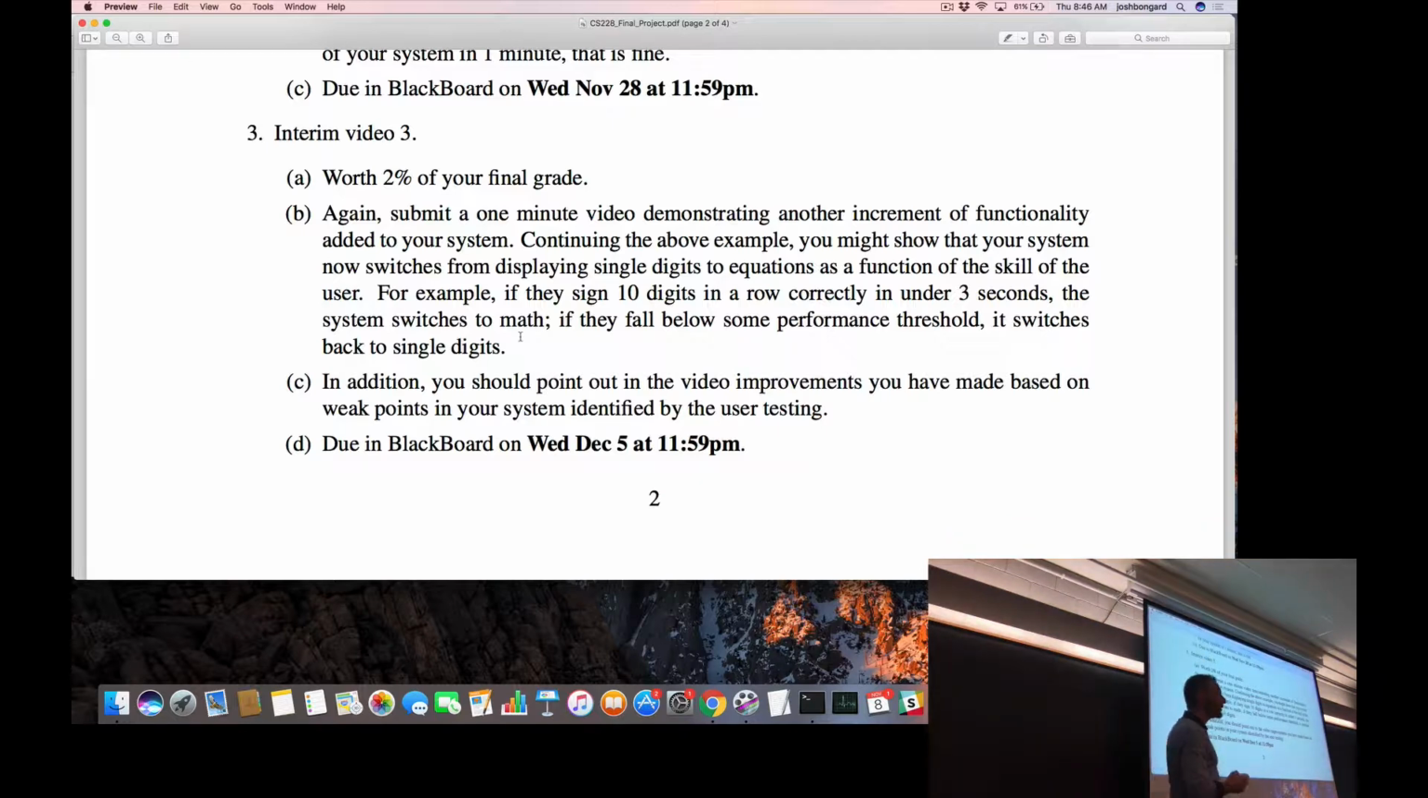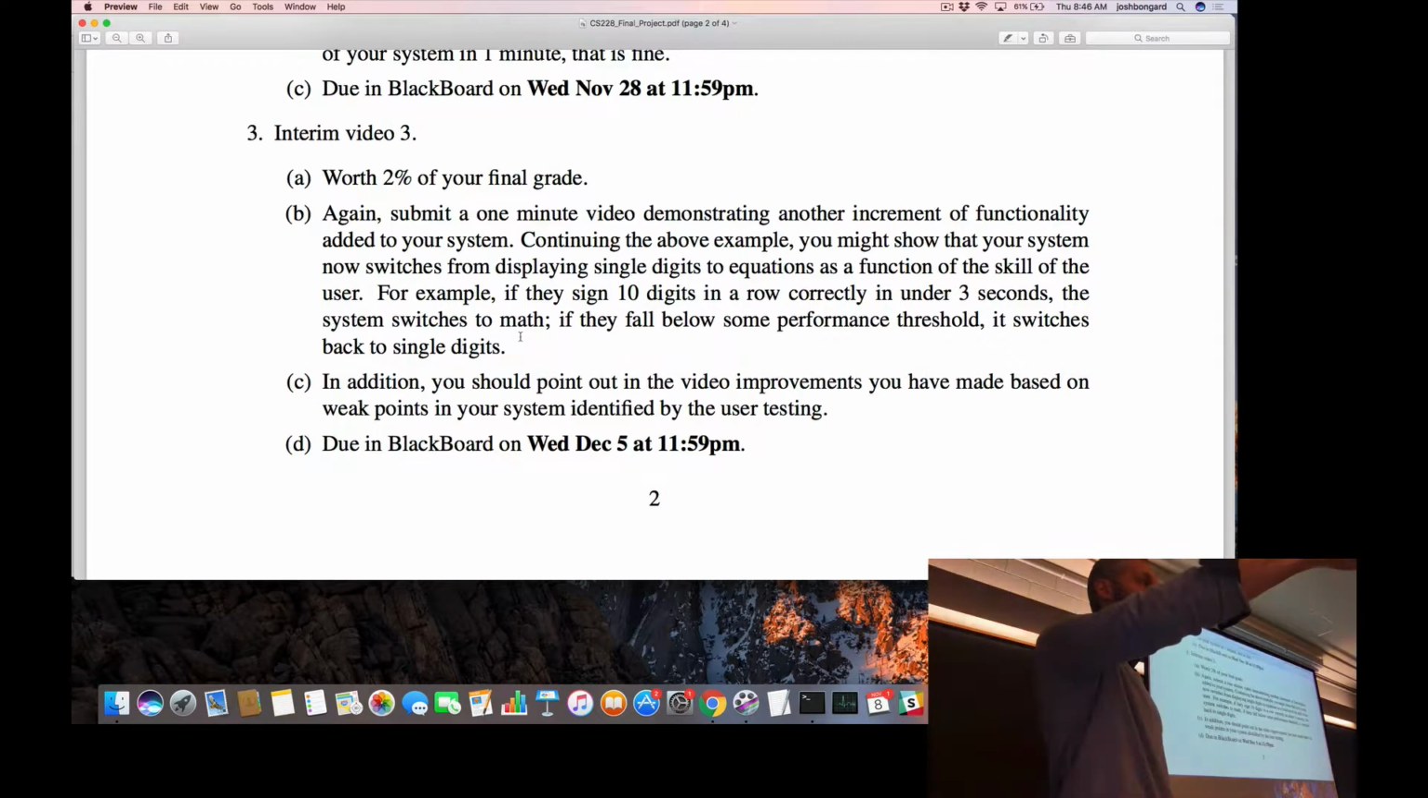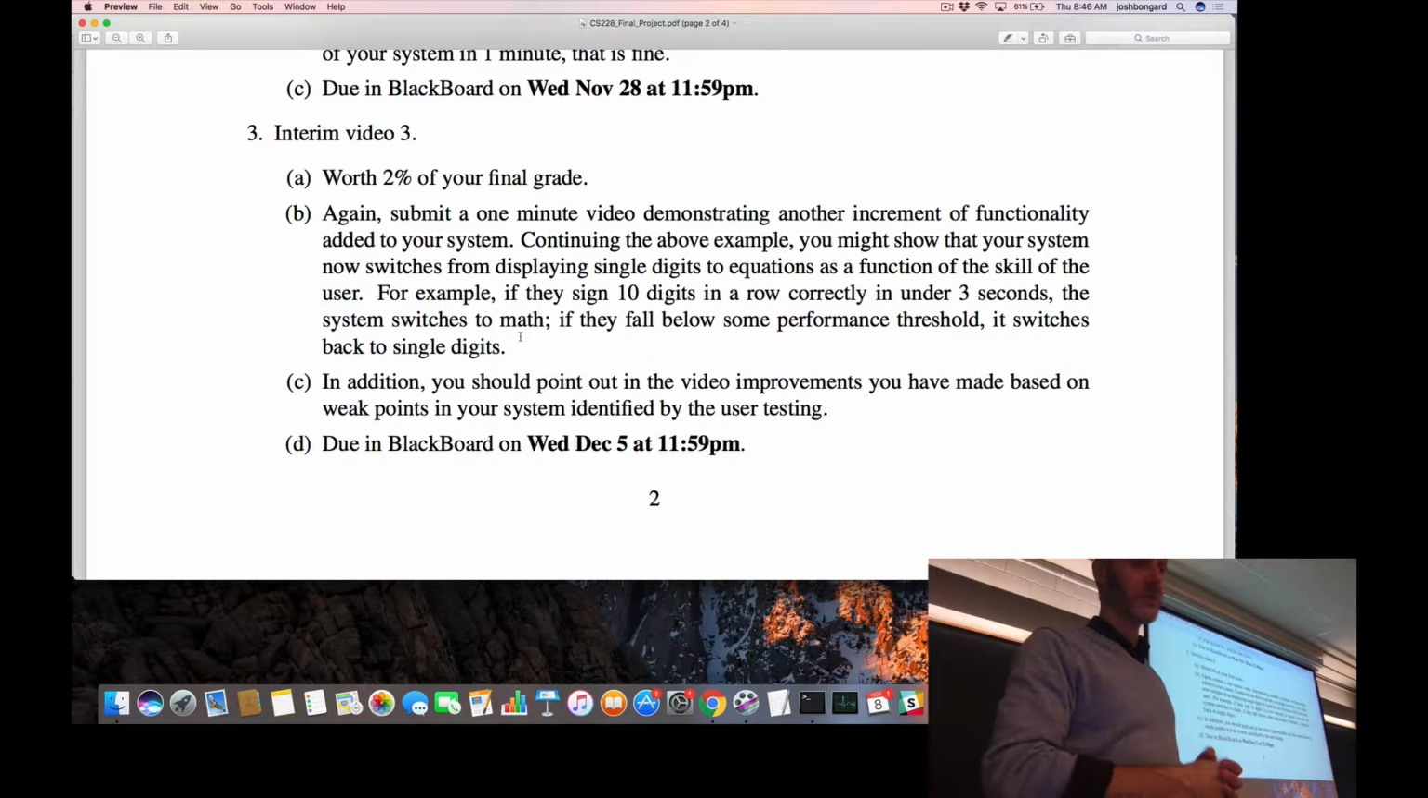We'd also like you to mention, during this 1-minute video, improvements you've made based on the weak points you identified in interim video 2. The user was confused about fists versus open hand. You can see we've added an additional visualization here that shows that they should keep their hand open. Just to show that you're responding to what you learned from your users. Okay, that will take us to the end of the semester.